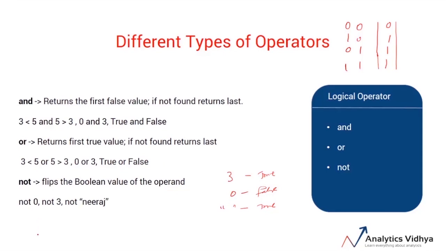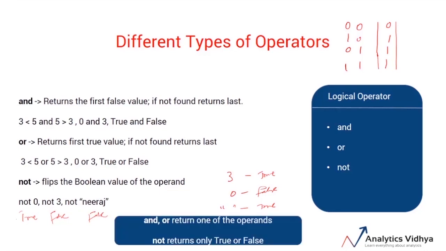When applying the NOT operator on 0, since 0 represents false and the NOT operator is supposed to flip the boolean value, the opposite of 0 or false is true. In the case of NOT 3, since 3 represents true, not true is false. Similarly, a string represents true, so not true is false. So care has to be taken that AND and OR return one of the operands, as we saw in this case, while the NOT operator returns only true or false.